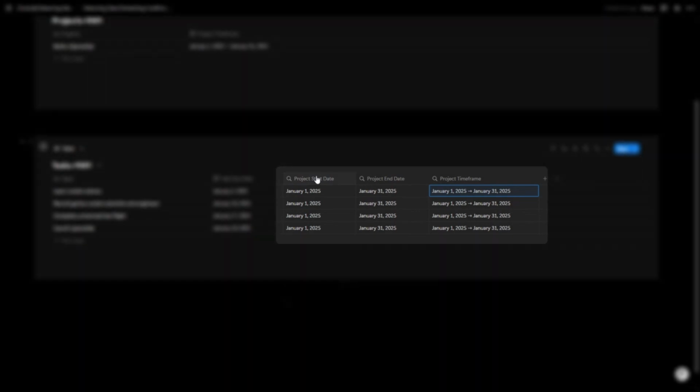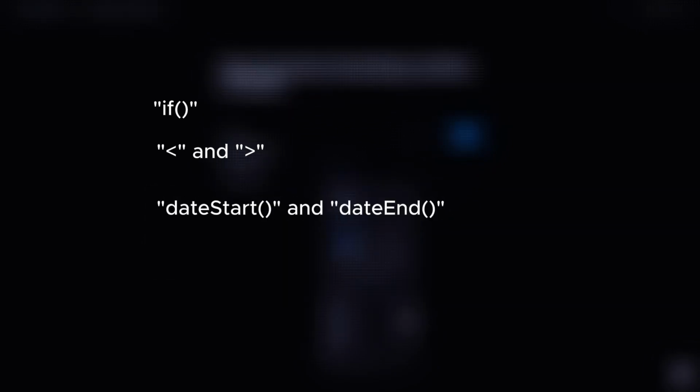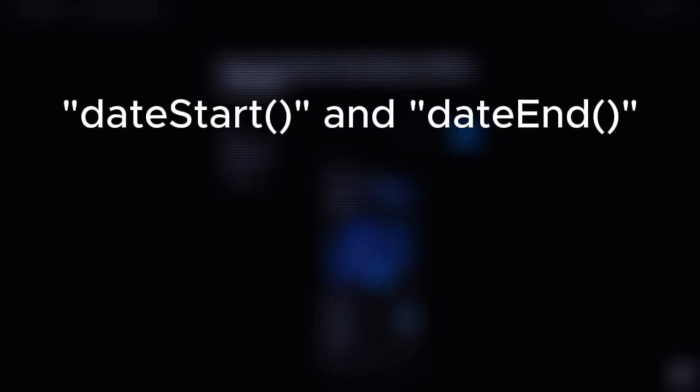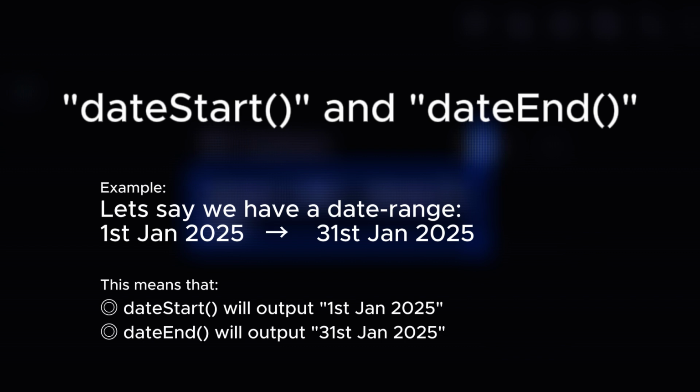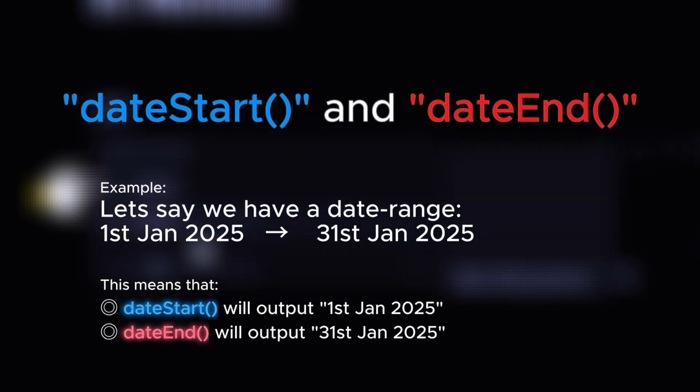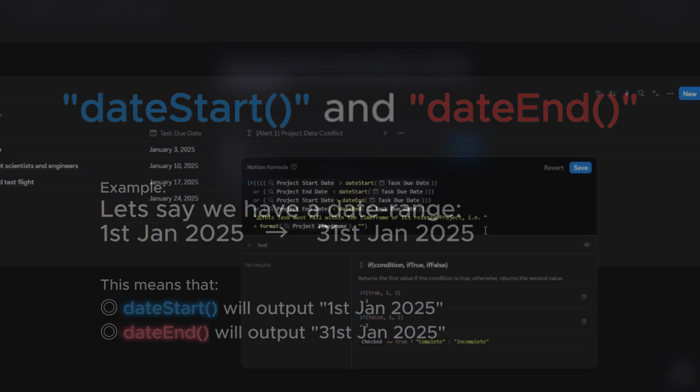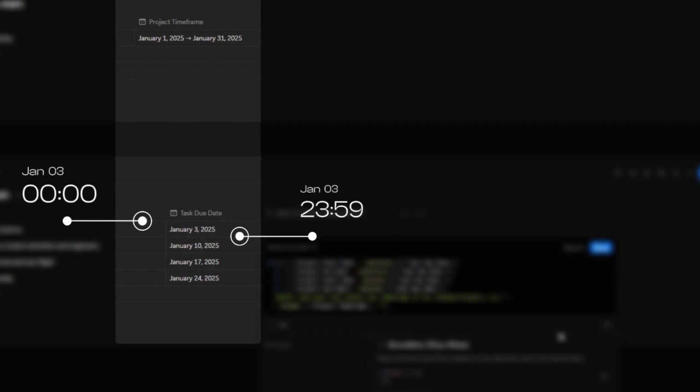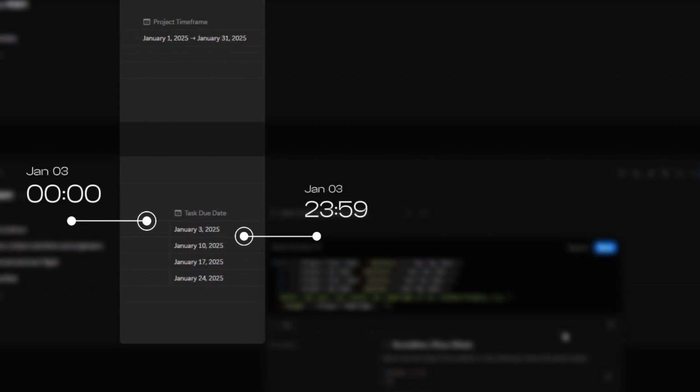Also, remember all those rollups we set up earlier? This is where we apply them. We have the date start and date end pair. As their names imply, these functions look at a date range and they tell us the earliest date and the latest dates respectively from that range. If you happen to be dealing with just a single date, Notion would by default assume the earliest time to be 12 AM of that day and the latest time to be 11:59 PM of the same day.